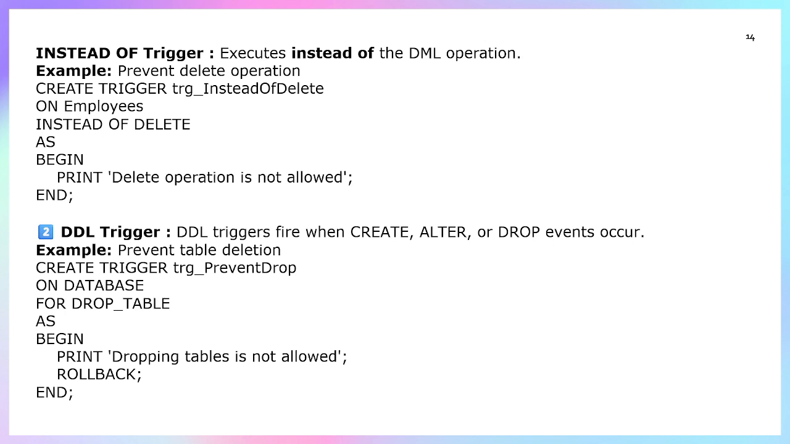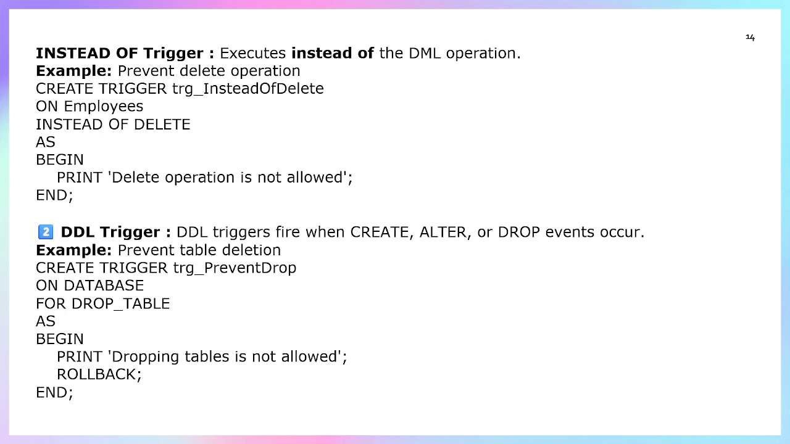Right. So DDL trigger, as I already told you, is data definition language, and the events are create, alter, and drop. So during the creation of a table or the drop of a table, if you want any trigger at that time, you can write create trigger, name prevent drop, meaning you don't want to drop, on the database, for the table, on which table you want, right.